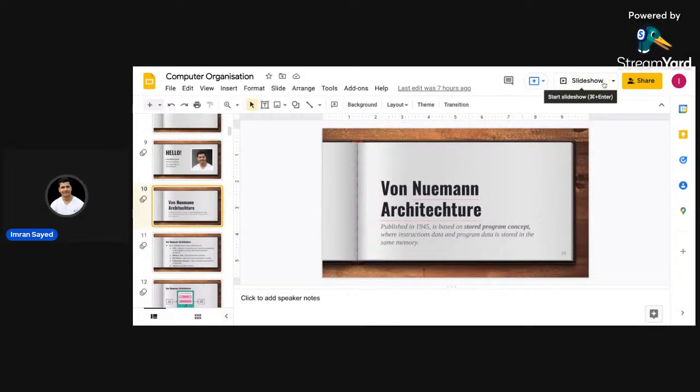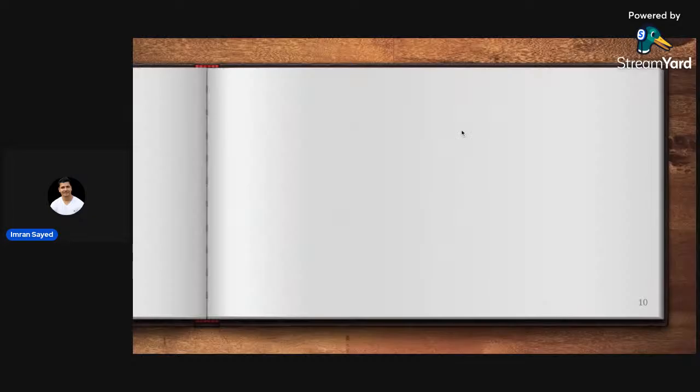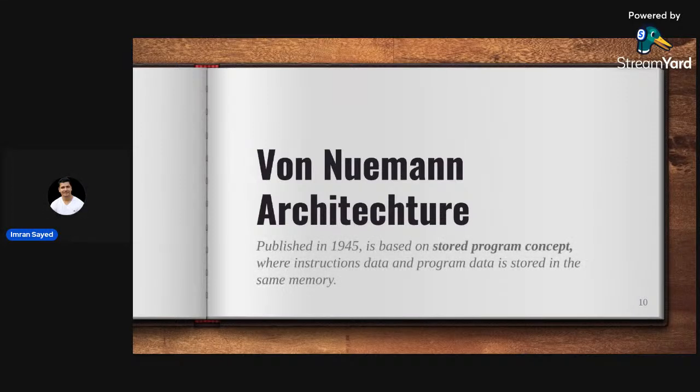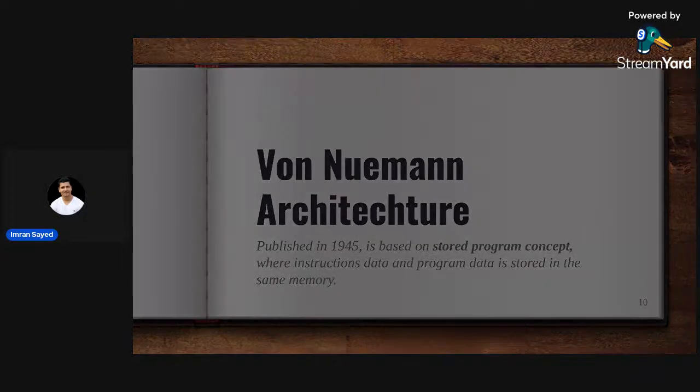Okay, we'll start with the computer organization, and the first topic is von Neumann architecture. So, this was published in 1945 and it's based on the stored program concept. And according to the von Neumann architecture, both the instructions and the data are stored in the same memory.